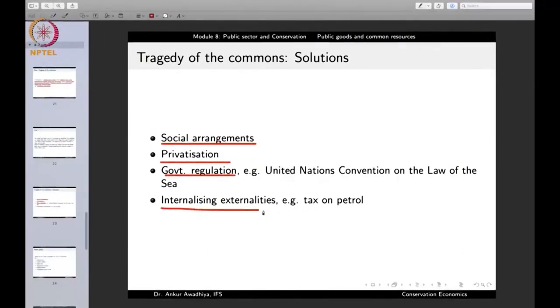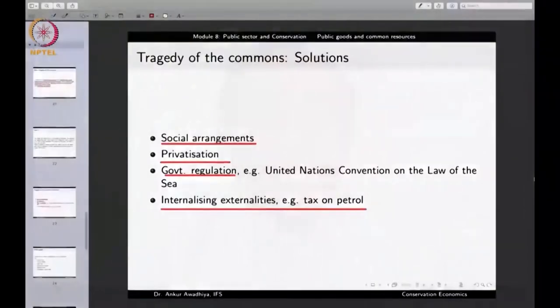Another thing is internalizing the externalities, such as a tax on petrol. Which means that, because clean air is a common resource, if the petrol is taxed higher, then the externalities are getting internalized. The more one person is polluting by using a less fuel efficient vehicle, the more they will have to pay. So these are all different solutions to the tragedy of the commons.